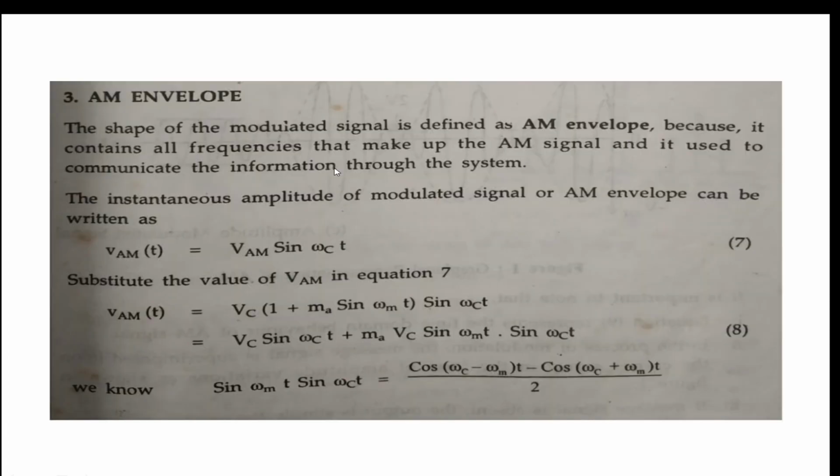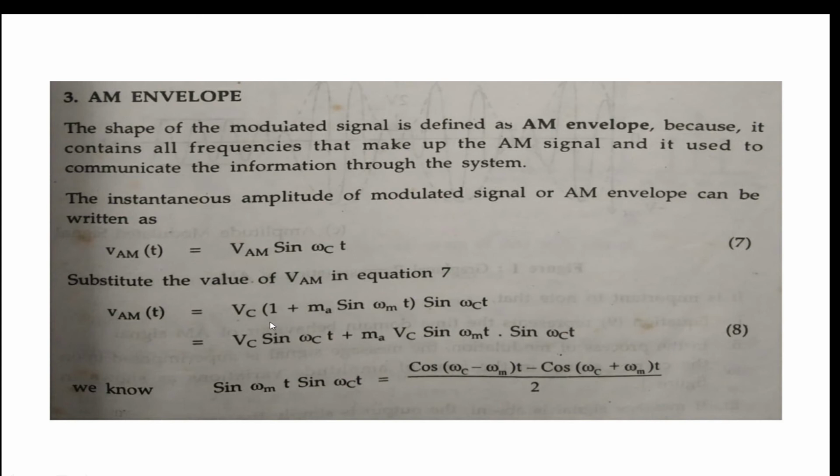It contains all the frequencies that make up the AM signal and is used to communicate the information through the system. So the instantaneous amplitude of the modulated signal or AM envelope can be written as Vam of t equals Vam sin omega c t. This AM envelope can be represented by this equation, which is equation number 7.